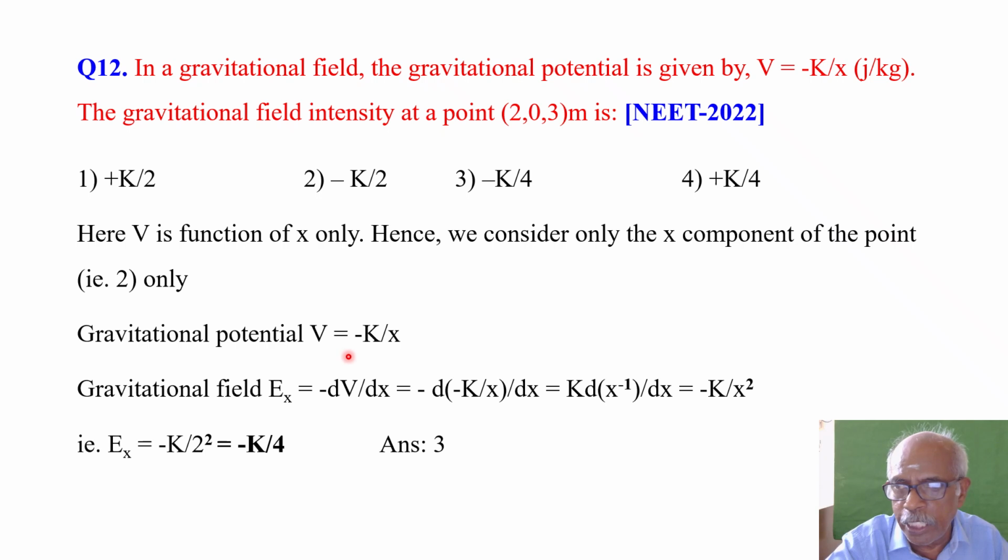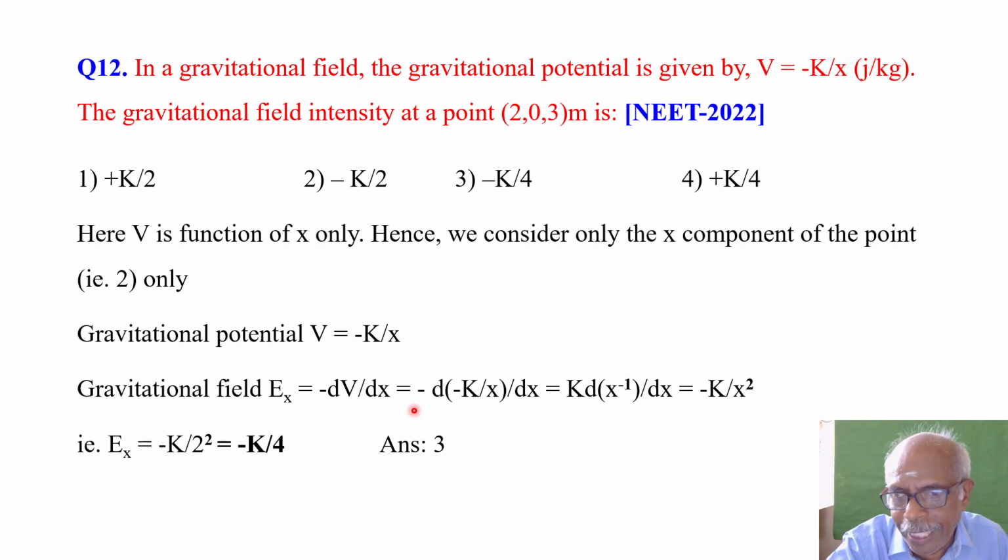Now, let us come to the problem. Gravitational potential V is equal to minus K by X. That is a relation between gravitational field G and gravitational potential. You know that gravitational field is the negative gradient of potential. It is applicable to electrostatics also. As far as gravitational field is concerned, Ex is equal to minus dV by dx, the negative potential gradient.